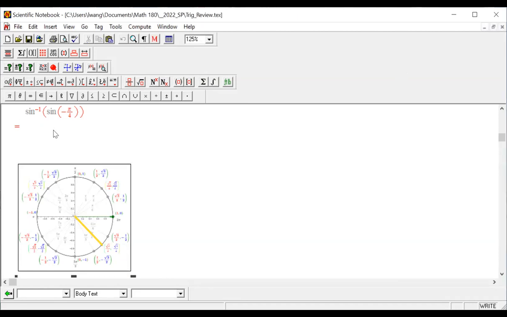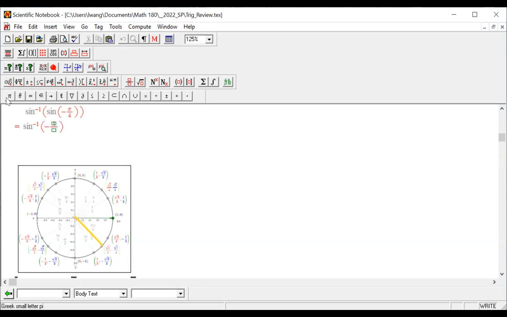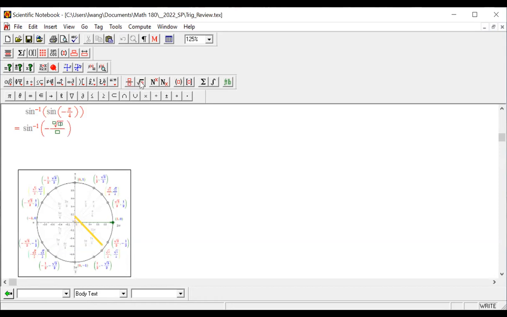So you just do it from inside out. Sine inverse, I'm sorry, not sine inverse, arc sine. That's my bad. I asked you not to read it that way. Sine of negative pi over 4, you find the terminal, so that's going to be negative root 2 over 2. Negative root 2 over 2.